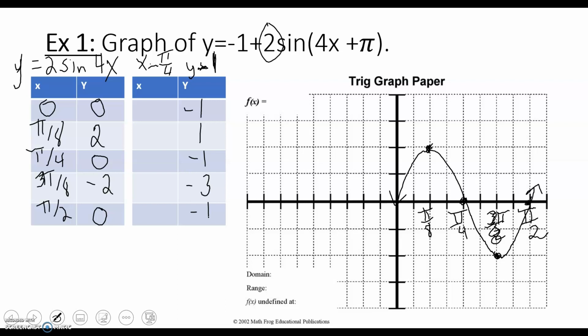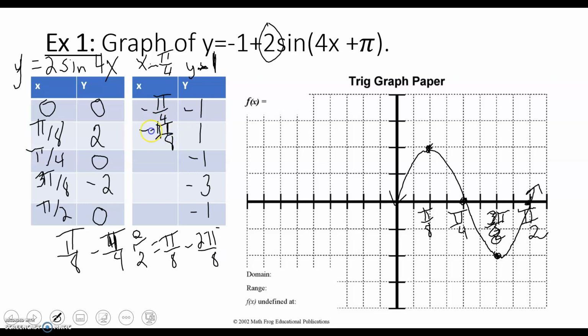Now I'm going to subtract pi over 4 from each x. So 0 minus pi over 4 is negative pi over 4. Now pi over 8 minus pi over 4, you've got to find a common denominator. The common denominator is going to be 8, so multiply top and bottom by 2. And so you get pi over 8 minus 2 pi over 8. And that gives you a negative pi over 8.